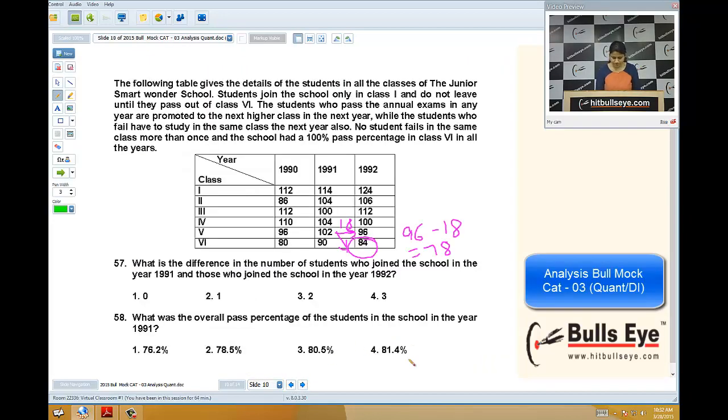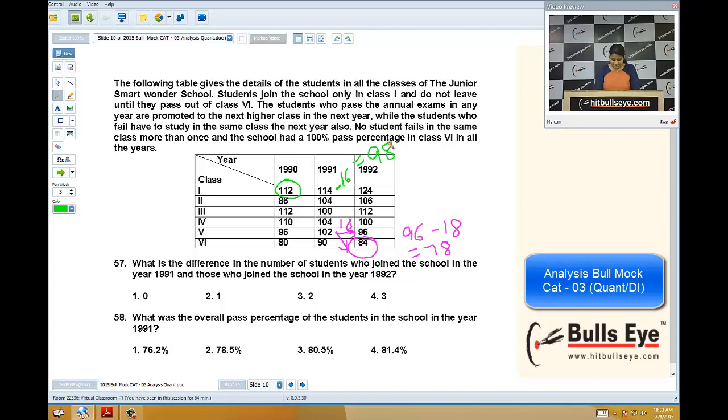Yeah. In 1990, there were 112 students. They were the new joinees. 16 are failed. By the table we can see. If 16 are failed, 16 shifted to class 1 in 1991. From these 112, 16 are failed. These 16 are the same students who will continue in class 1 in 1991. I'm subtracting 16 from this. 114 minus 16. So there are 98 new joinees in 1991. 98 new joinees, new students.